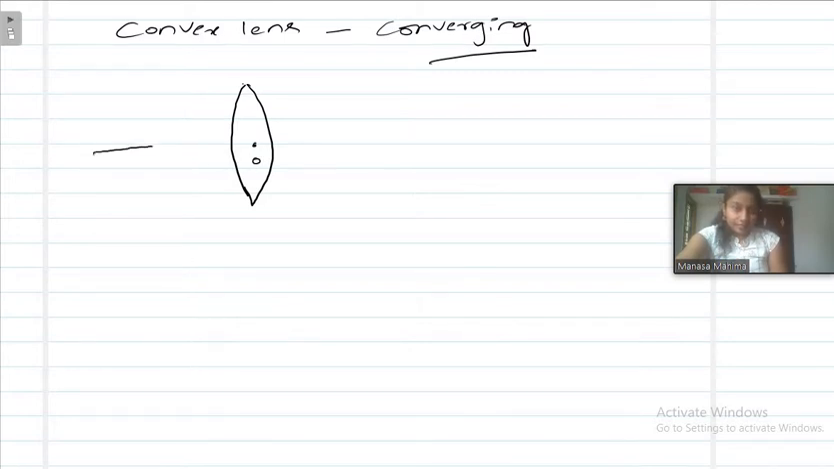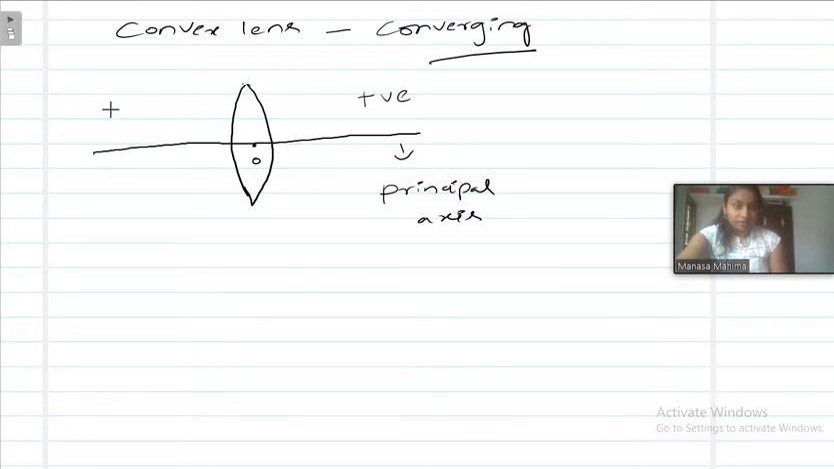And the line that is passing through the optic center is called the principal axis, correct? And whatever measurements we take towards the right side are taken to be positive, and whatever measurements we take from the optic center towards the left are taken to be negative. But here in this case, the object is always taken on the left-hand side, right? So whatever distance we measure from the object to the optic center is negative in the case of a convex lens.